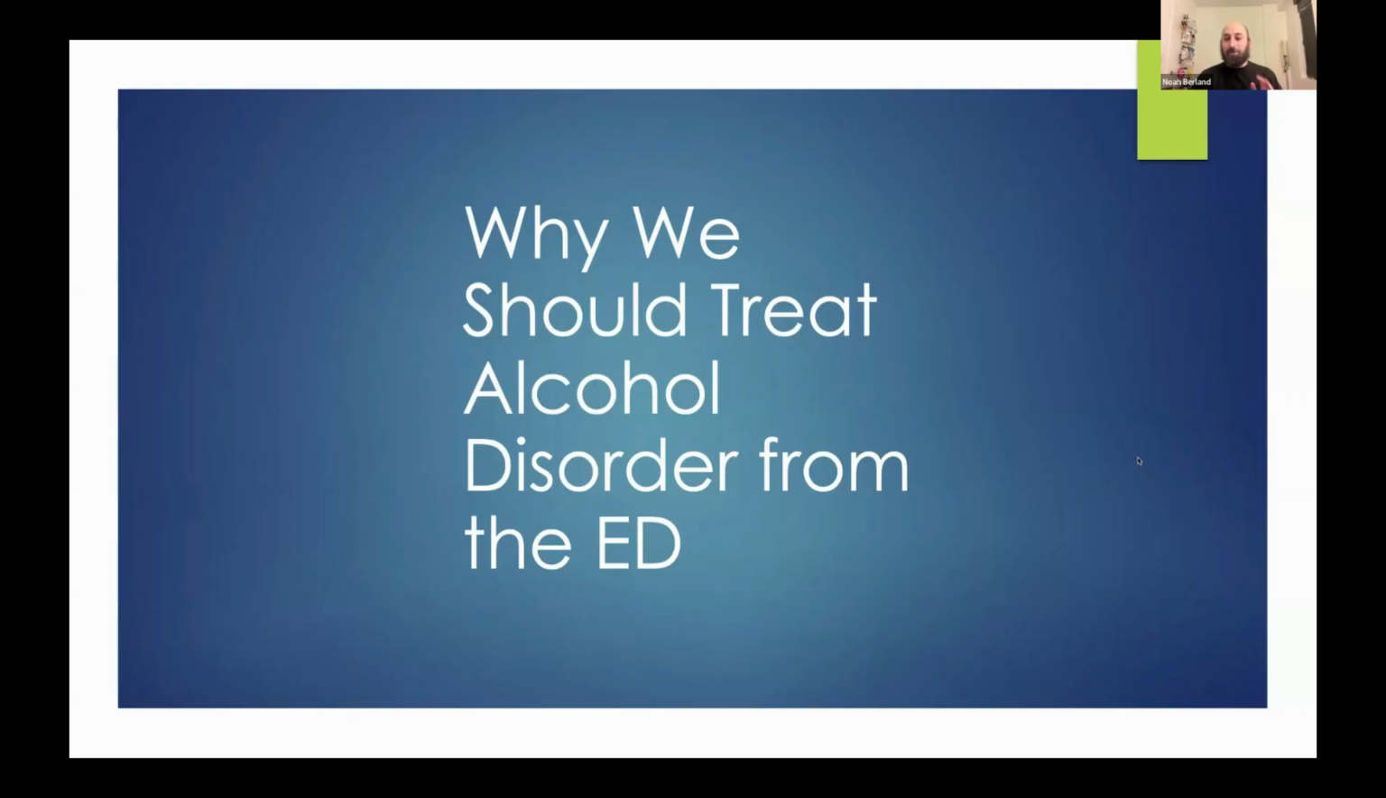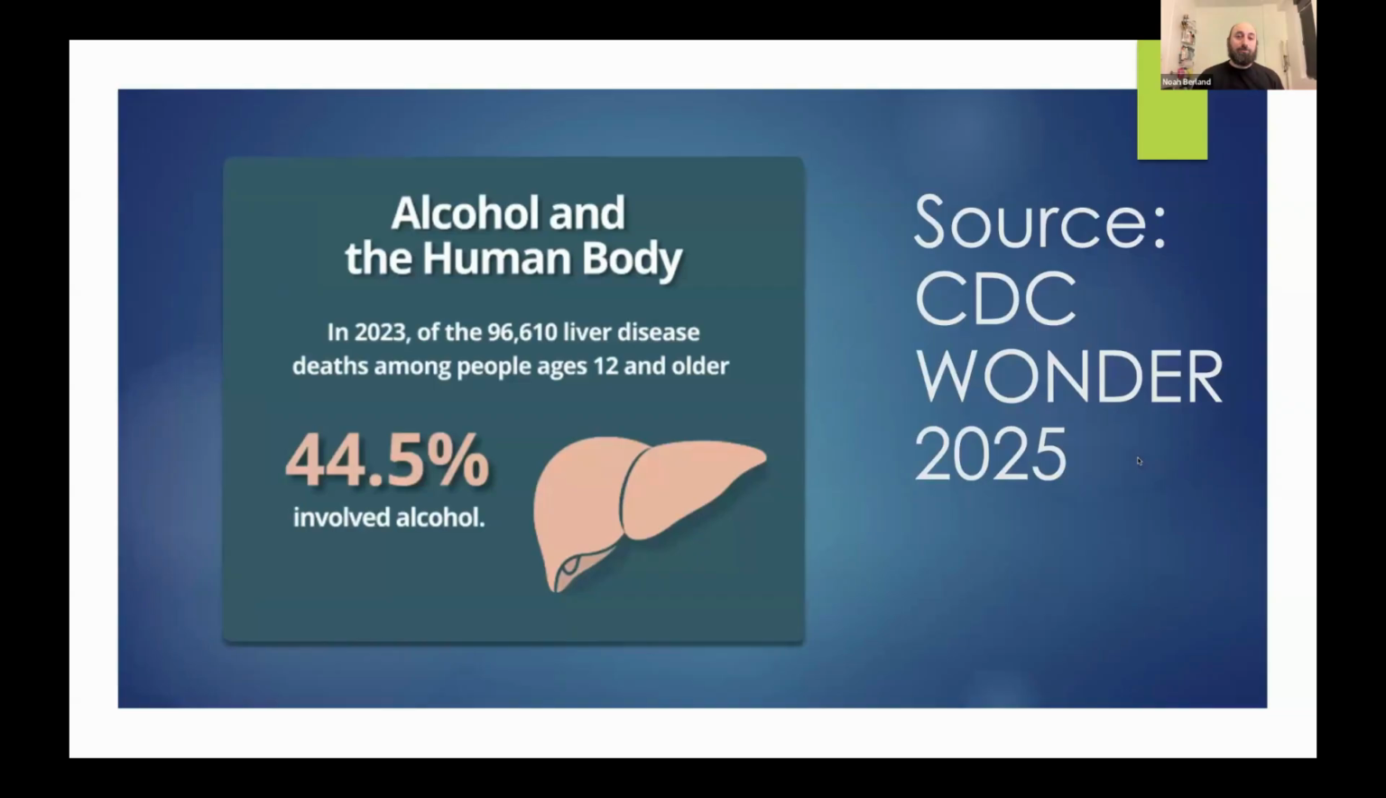But I do want to talk about medications for alcohol use disorder in the ED, because this is becoming a more and more important thing, similar to what we do for medications for OUD in the ED. So why is this important? Well, 44.5%. So that's 45% of people who are dying from liver disease is due to alcohol in the United States. That's a pretty huge number.